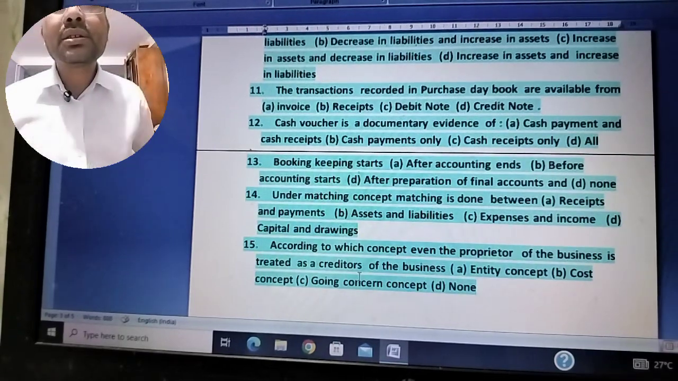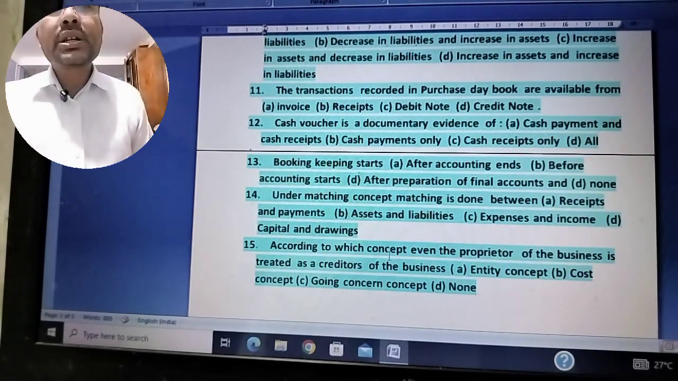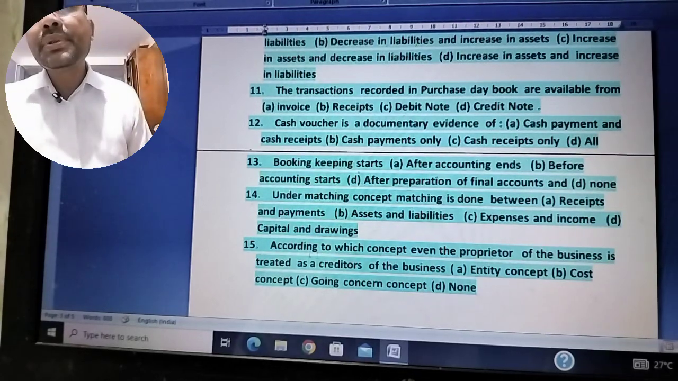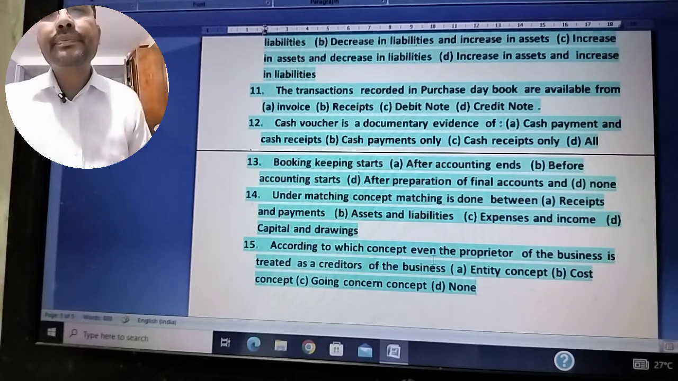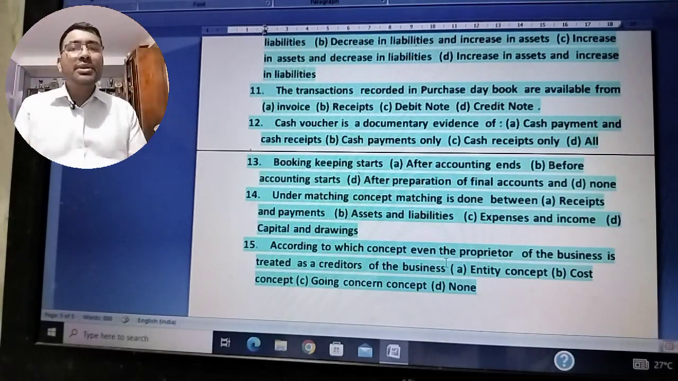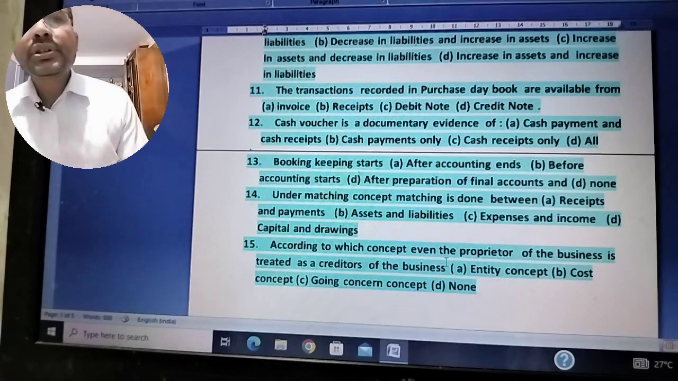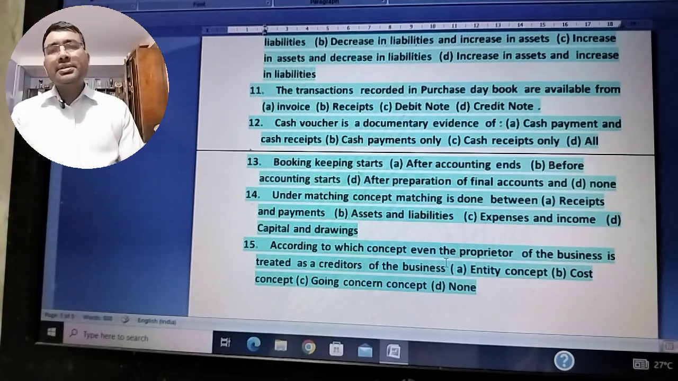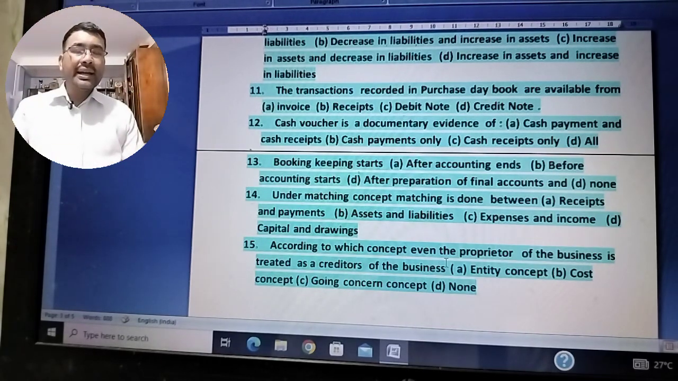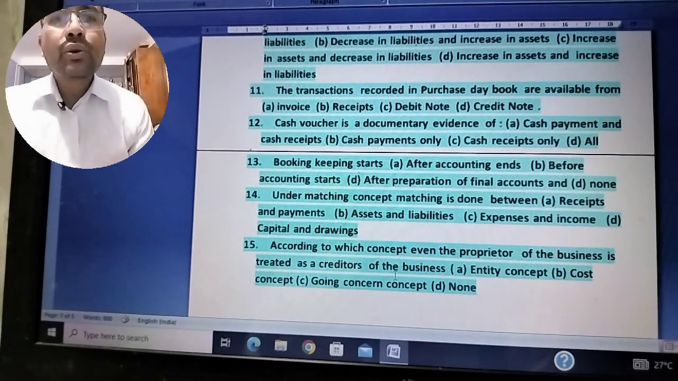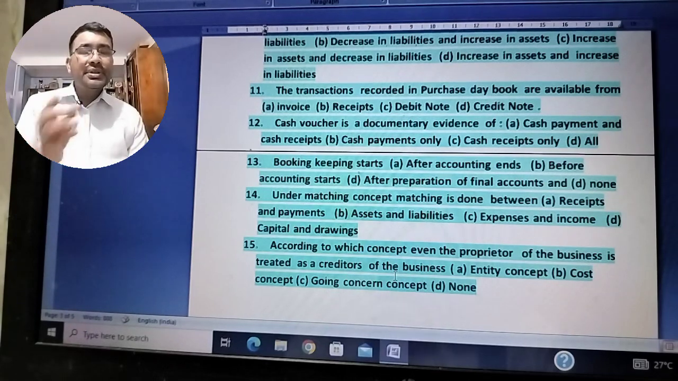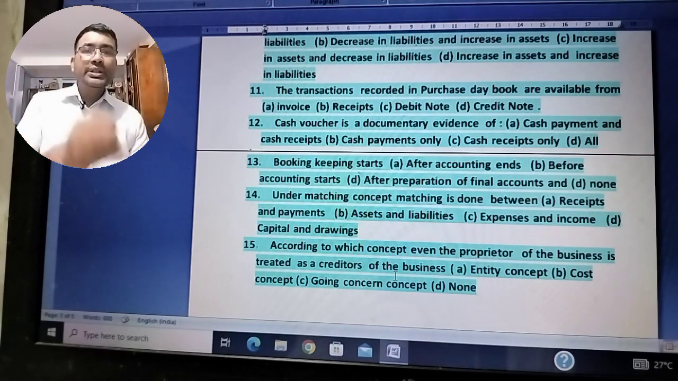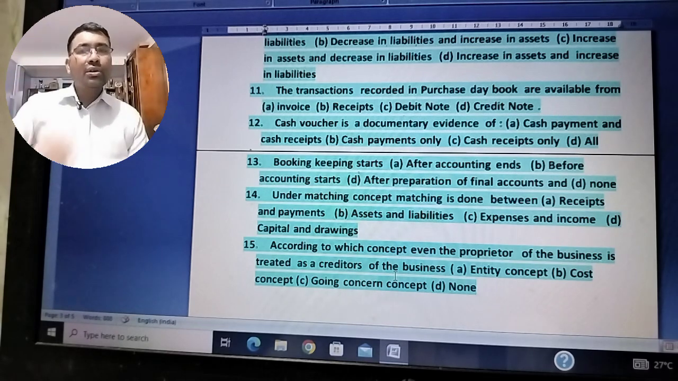And last but not the least, according to which concept is even the proprietor of a business treated as a creditor of a business? Actually, proprietor must be the owner of the business. But according to which concept? The options are entity concept, cost concept, going concern concept, and none. Cost concept, what does cost concept highlight? It highlights that all the assets, fixed assets, should be recorded in the books at cost price. Okay. Going concern concept highlights that business is not intended to be liquidated in the near future. It will be continued for a long period of time.